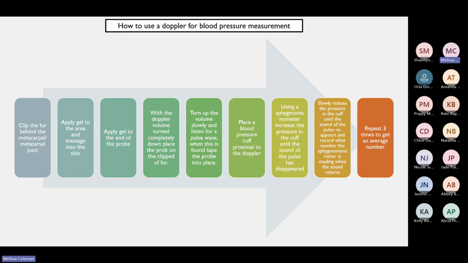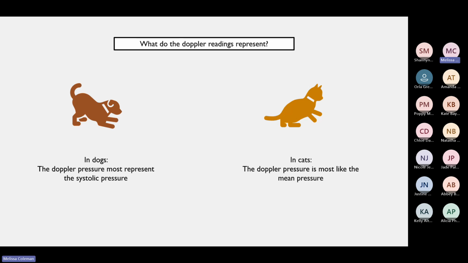So what do Doppler readings actually represent? In our dogs, the Doppler reading is most representative of the systolic pressure. A pressure of 90 is acceptable under anesthesia.